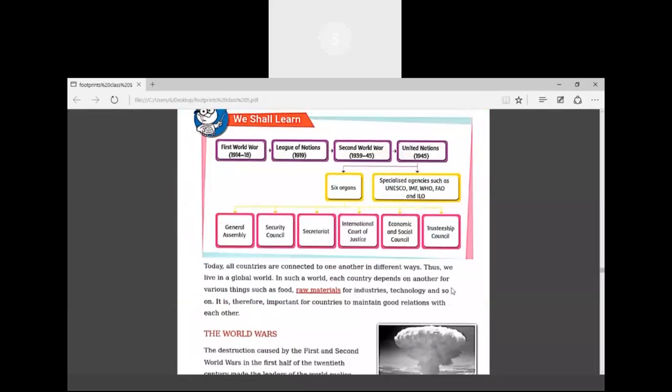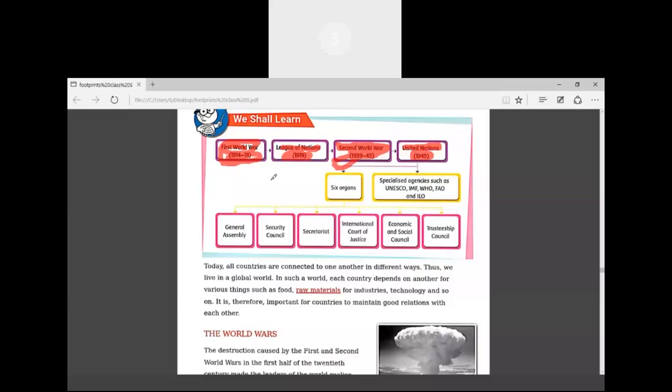So see, I told you at the start of this chapter about the First World War. The First World War started in 1914 and it ended in 1918. After the First World War, the League of Nations was formed in 1919 to prevent such conflicts, to prevent any war. Afterwards, the Second World War took place. The League of Nations failed in 1939 when the Second World War started, and the Second World War ended in 1945. The League of Nations failed to perform its role properly, and that is why in 1945 the United Nations was formed.